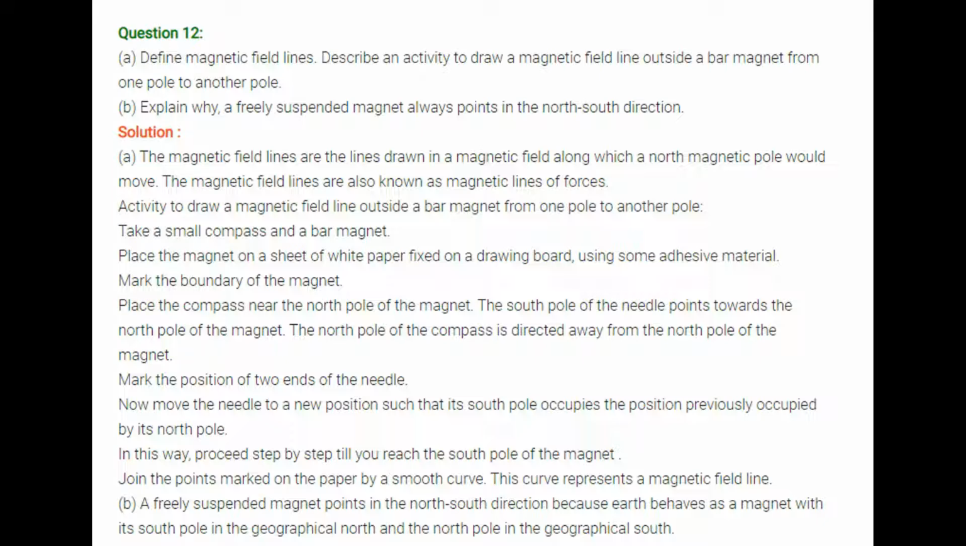Mark the positions of the two ends of the needle. Now move the needle to a new position such that its south pole occupies the position previously occupied by its north pole. In this way, proceed step by step till you reach the south pole of the magnet. Join the points marked on the paper by a smooth curve. This curve represents a magnetic field line. B. A freely suspended magnet points in the north-south direction because Earth behaves as a magnet with its south pole in the geographical north and the north pole in the geographical south.